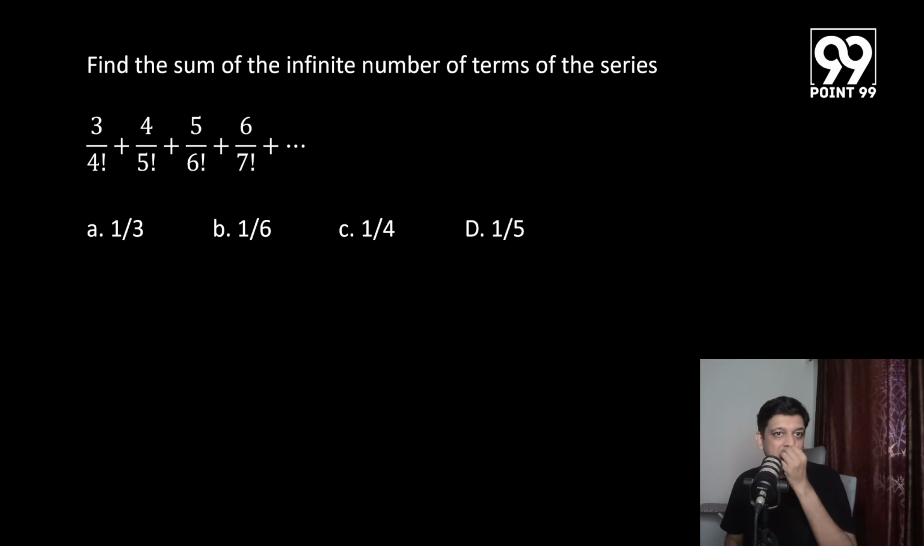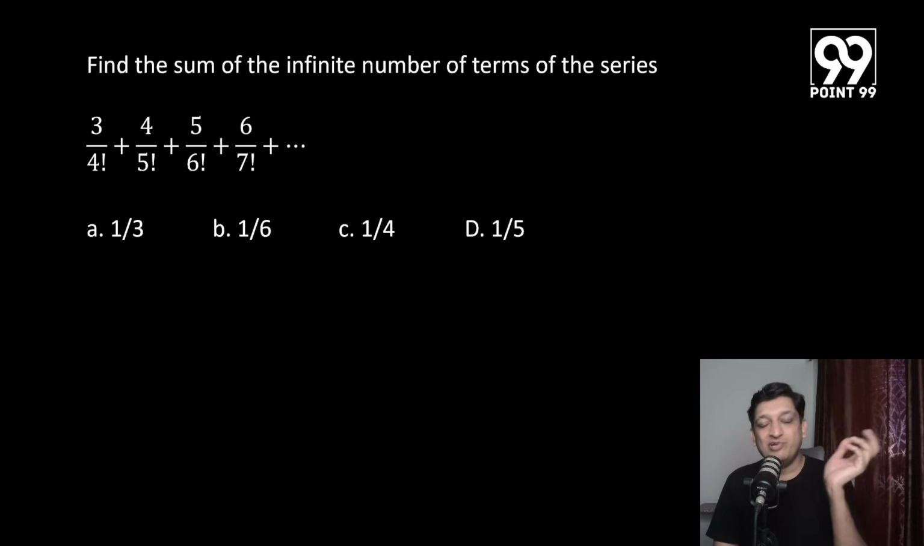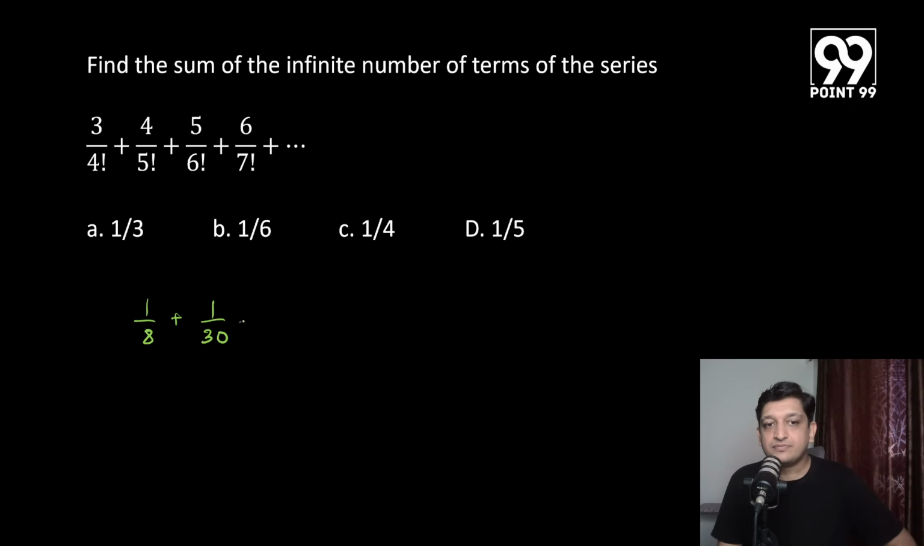The next question expects you to find the sum of the infinite number of terms in the series. And whenever you see infinite number of terms in the series, you know what my shortcut is going to be by now. It is simply going to be looking at the values, putting it in the calculator, getting your answer and finishing the job. So in this particular context, 3 by 4 factorial is going to be 3 by 24, or you can say 1 by 8, plus 4 by 5 factorial, which is 4 by 120, or you can say 1 by 30, plus 5 by 6 factorial or 5 by 720, which is going to be 1 by 144, plus 6 by 7 factorial or 6 by 5040.